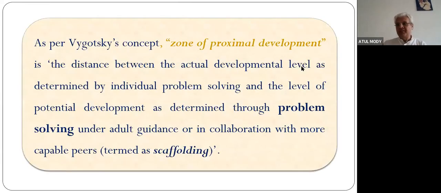Now, the last two principles we talked about have come from Vygotsky's social constructivism. In Vygotsky's social constructivism, he has this concept of the zone of proximal development, which is the distance between the actual developmental level as determined by individual problem solving and the level of potential development as determined through problem solving under adult guidance or with more capable peers, which is termed scaffolding.